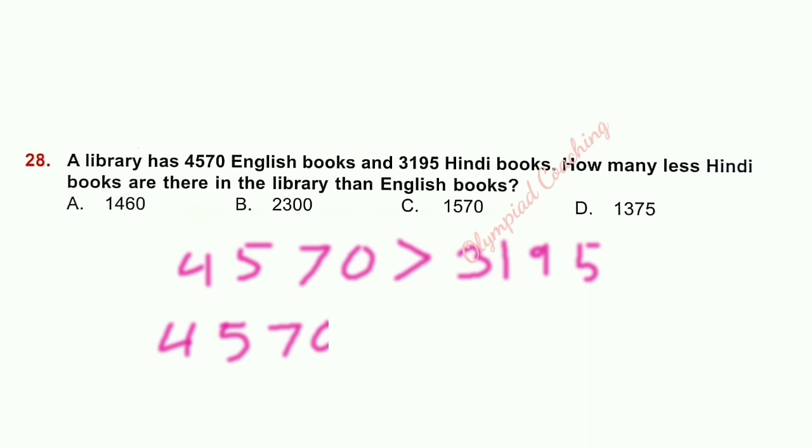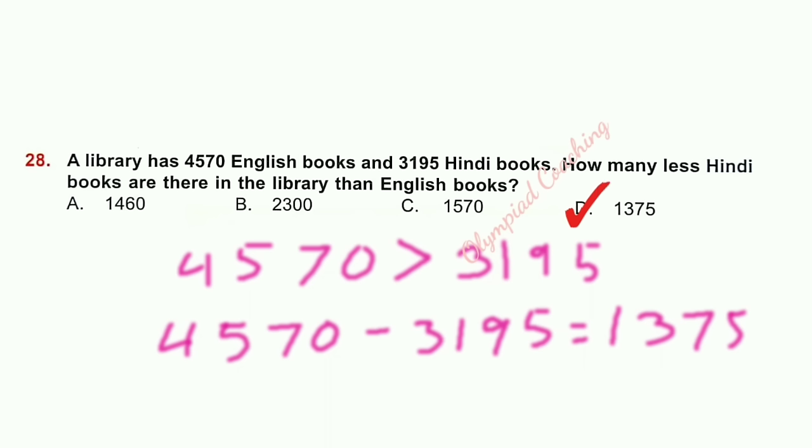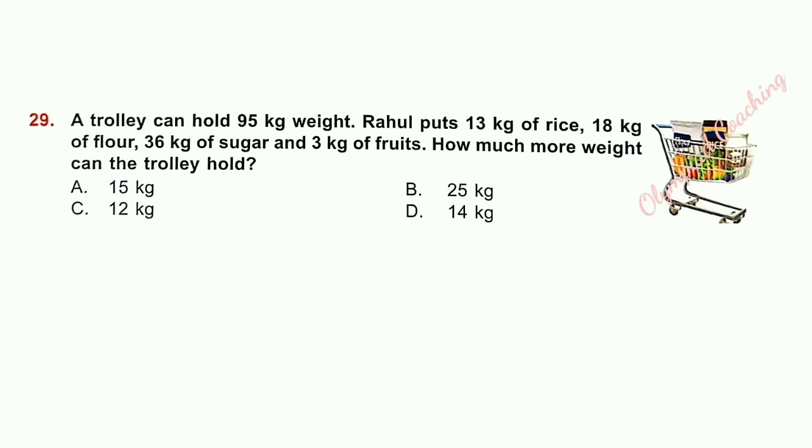The difference 4,570 minus 3,195 equal to 1,375. So there are total 1,375 less Hindi books than English books in the library.